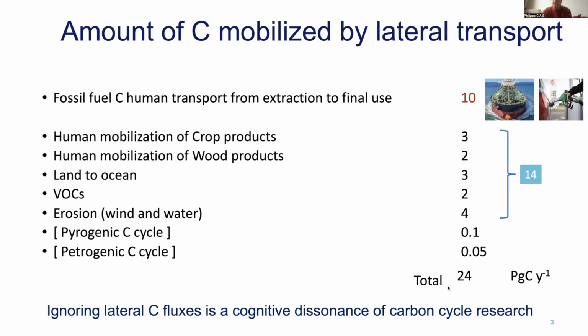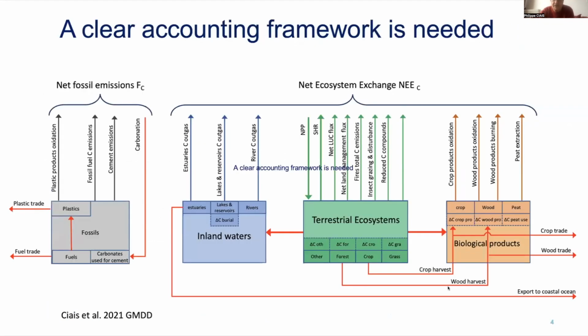So that's a very large flux, and we can argue that this workshop is important because ignoring those lateral fluxes is a kind of, let's say, blind spot or cognitive dissonance of carbon cycle research. It also requires a strict accounting framework. That's what we try to do for the RECCAP2 synthesis of the Global Carbon Project.